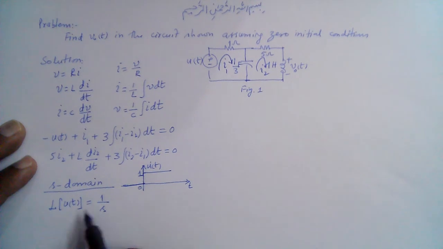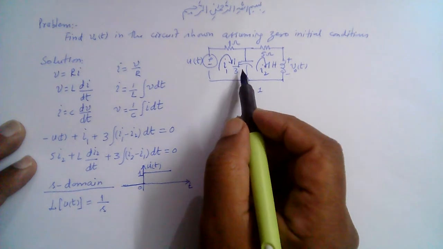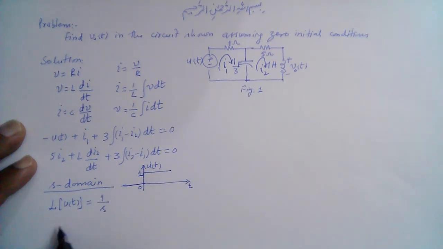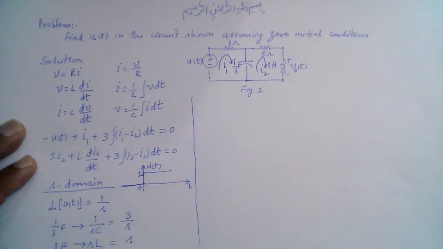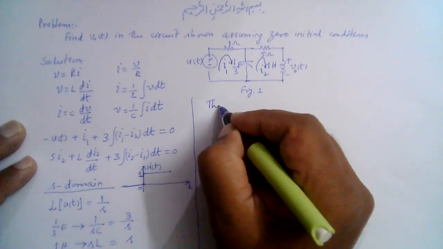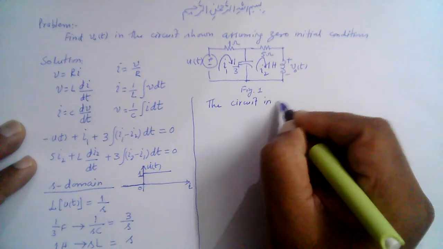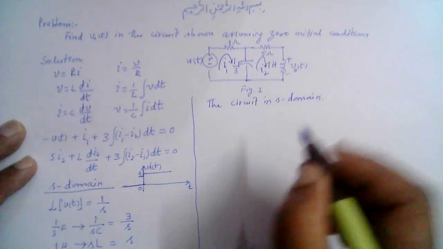So the Laplace transform of e(t) is 1 over s. This capacitor is 1/3 farad, so it is represented by 1 over sC in the S domain. C is 1 over 3, so that will be 3 over s. Similarly, the inductor is 1 Henry, so it is sL, and since L is 1, that is simply s. So the circuit in the S domain becomes like this.